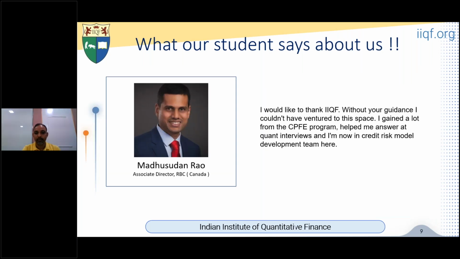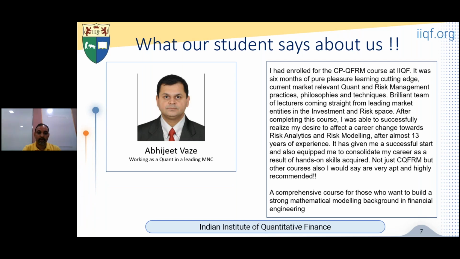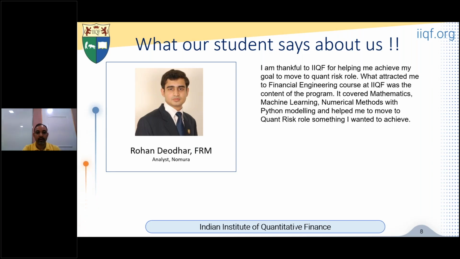So, say for example, Madhusudan, he was already a very senior professional, but he did a CPAIF program, and then utilized this to clear the quant interviews, and now is working in credit risk modeling. Similarly, Abhijit was also already working in risk, but he wanted to understand the deeper quantitative modeling. He did the QFRM course and went deeper into the quant risk modeling areas, right? Somebody like Rohan also did the CPFE, and was already an FRM before doing the CPFE, but to understand the quant field at a deeper level with the modeling and practical inputs. Essentially, he was able to break through into a quant team, right?